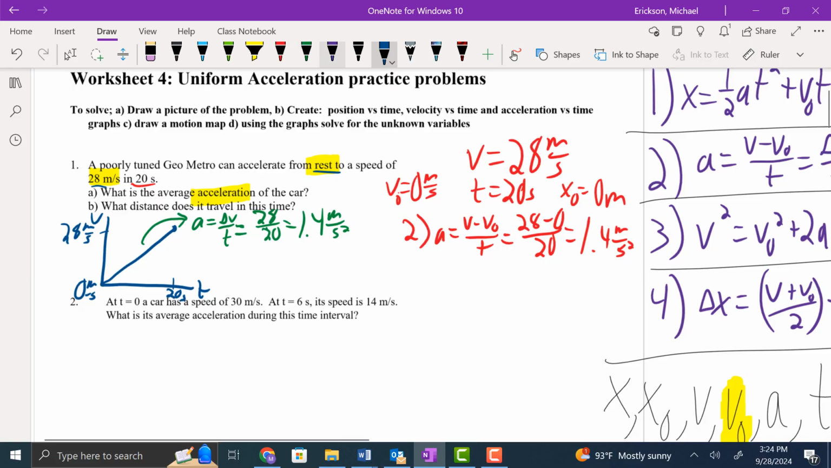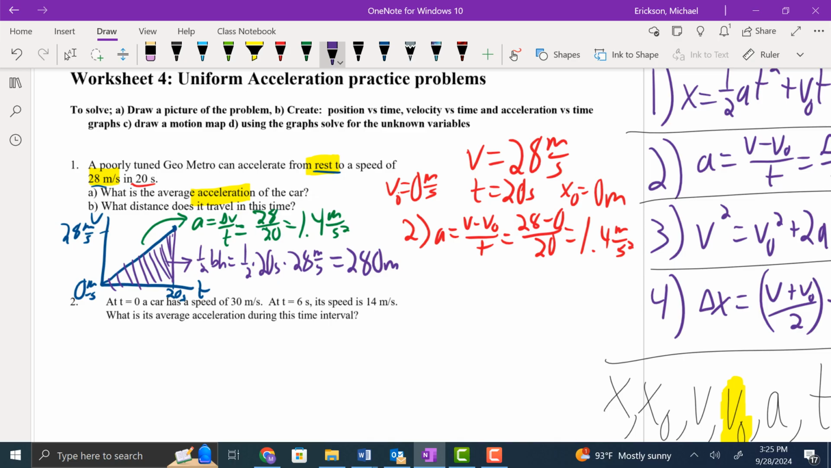All right, so part B, they ask us the distance it travels in this time. So as we know from all the previous stuff, area under a velocity time graph will get me the displacement. And in this case, it's going to be 1/2 base times height, which will be 1/2 times 20 seconds times 28 meters per second. Now, 1/2 times 20, that's going to be 10, times 28, that's going to be 280 meters. All right, that's pretty good.